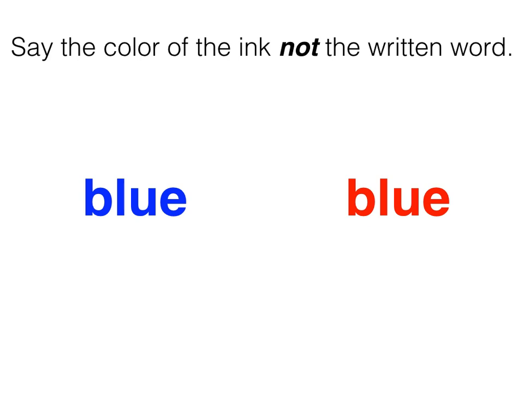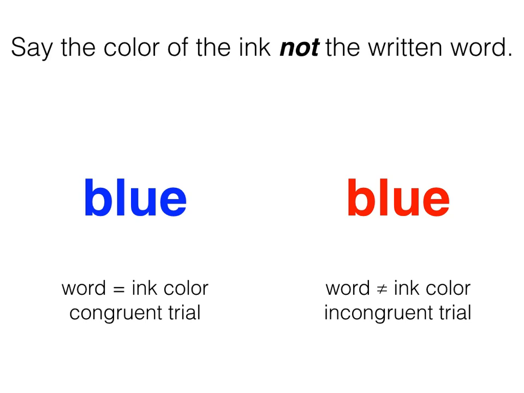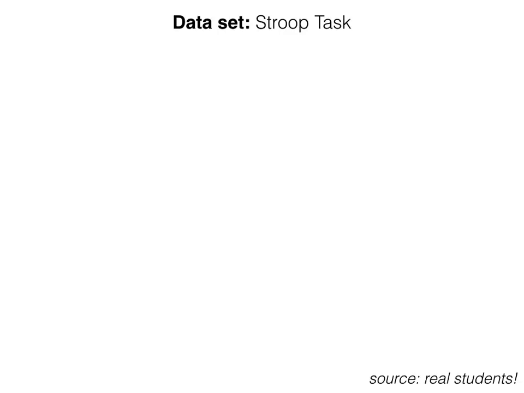The first type of trial, where the word and ink color are the same, is called a congruent trial. However, the second type of trial, where the word and ink color are not the same, is called an incongruent trial. The second type should be harder to do, since you have to block the information of the text itself.